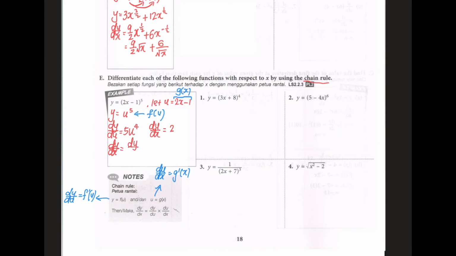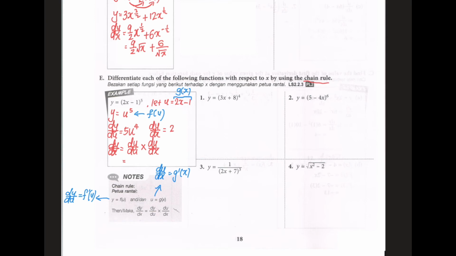dy/dx equals dy/du multiplied with du/dx. When you multiply the two derivatives, you better double check. Make sure the du cancels off and you end up with dy/dx, which is the same as the left hand side. It must be balanced. If not, then maybe you have to turn it around and so on. So it depends on the situation.